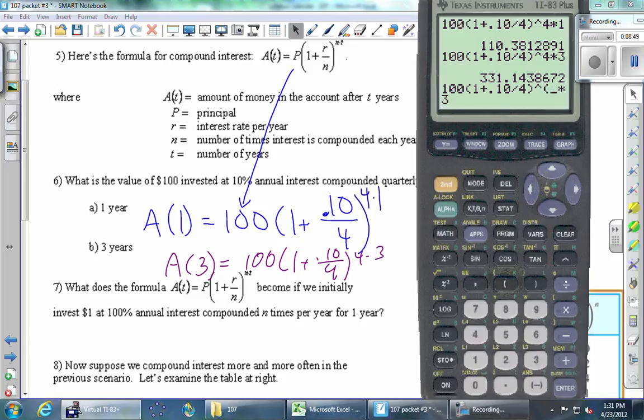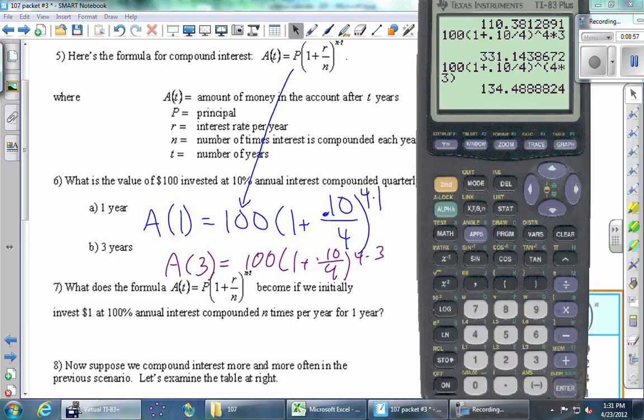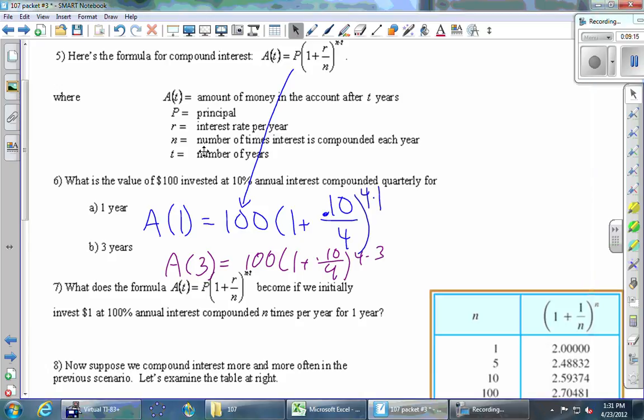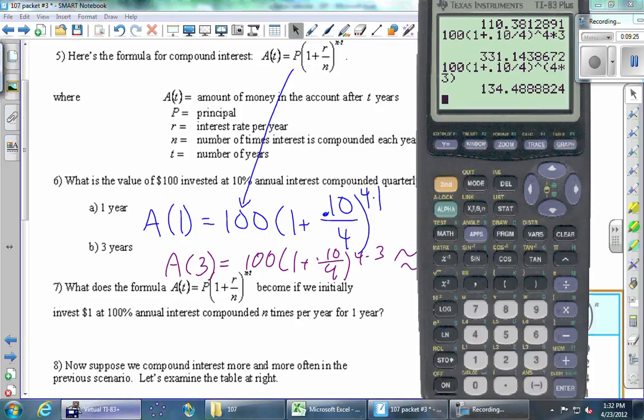So if we put in parentheses, Eric, what were you expecting? About 130-ish, 140-ish. Perfect. It's really easy to get the wrong answer and not catch it if you're not thinking about what it should be, right? So don't just mindlessly type stuff in, but I would like to make sure that you know how to type stuff in. Any questions on that one? So we'll say 134 and 49 cents. All right, any questions on that?